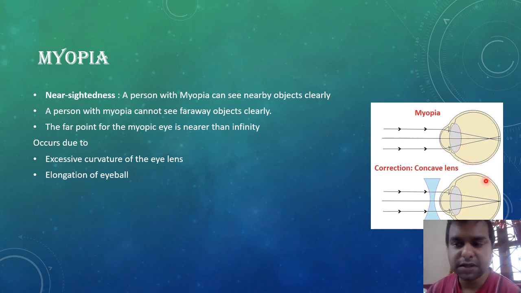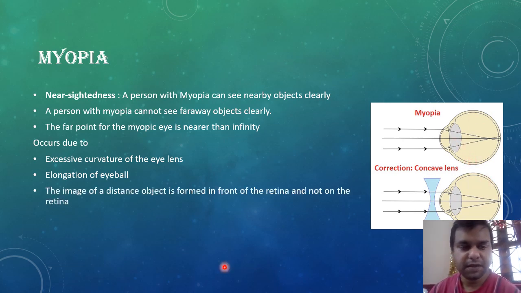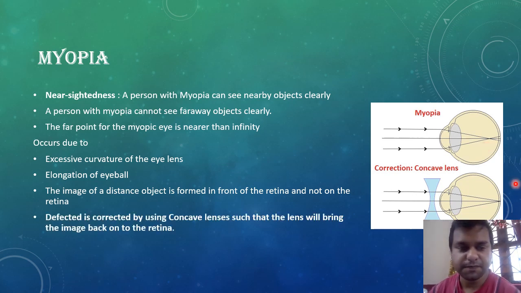Mostly happens with elderly people. Now the image of the distance is formed in front of the retina. That's what I was talking about. It is not forming at the retina, but just in front of the retina. It should form on the retina, not before the retina, and that's why you can see objects clearly which are nearby, but can't see objects which are far away.